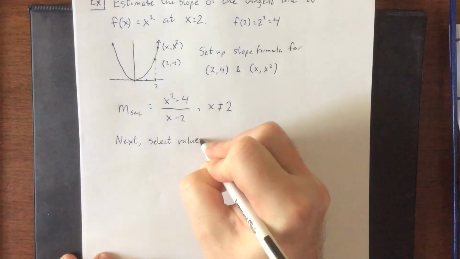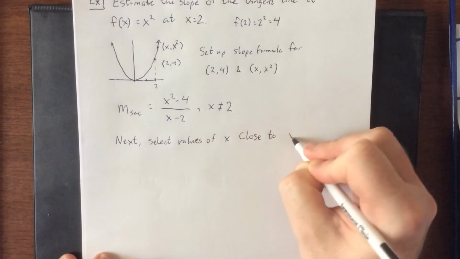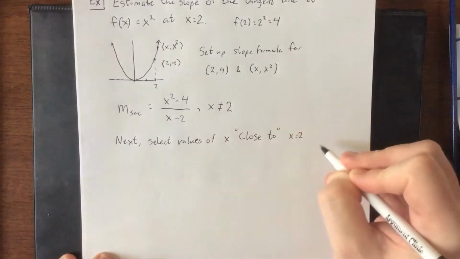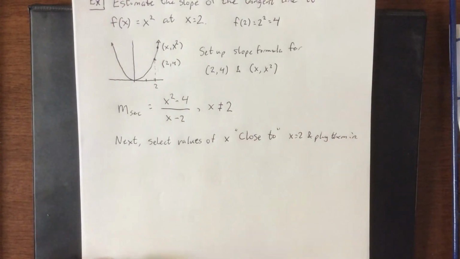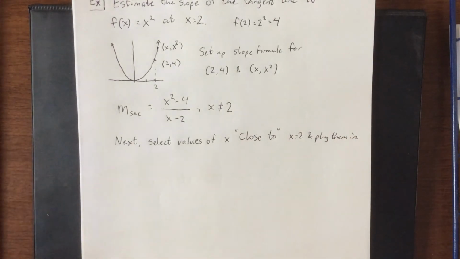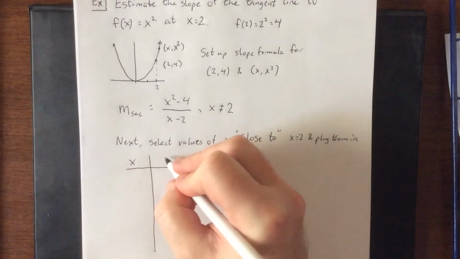Next, we are going to select several values of x close to x equals 2, and plug them in. Now, close to is, of course, a relative term. What's close to 2? Are we talking about values like 1 and 3, or values like 2.5 and 1.5, or values like 2.001 and 1.999? Fact of the matter is, everything is relative.